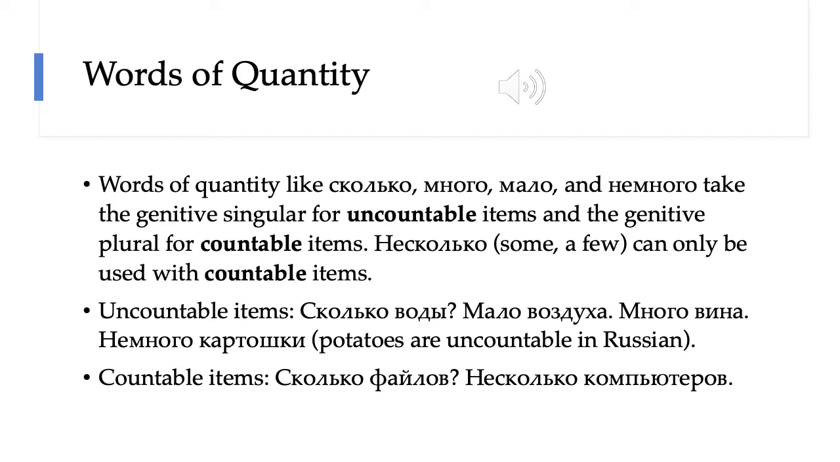We could ask, for example, сколько бутылок воды, how many bottles of water, and бутылка would become бутылок. That would be genitive plural because bottles are countable, although water is not normally countable. And then if we just have items that are always countable, like файлы or компьютеры, we could say сколько файлов, how many files, несколько компьютеров, a few computers.